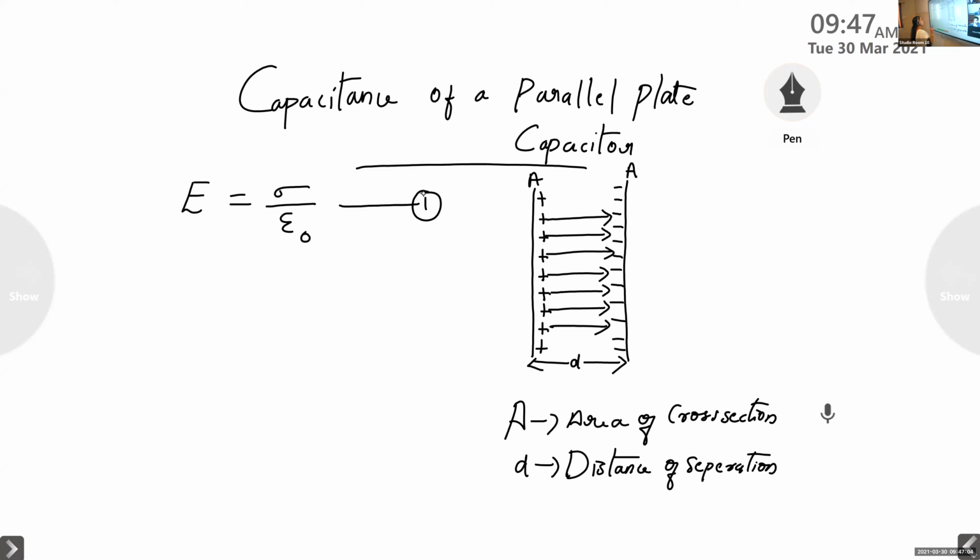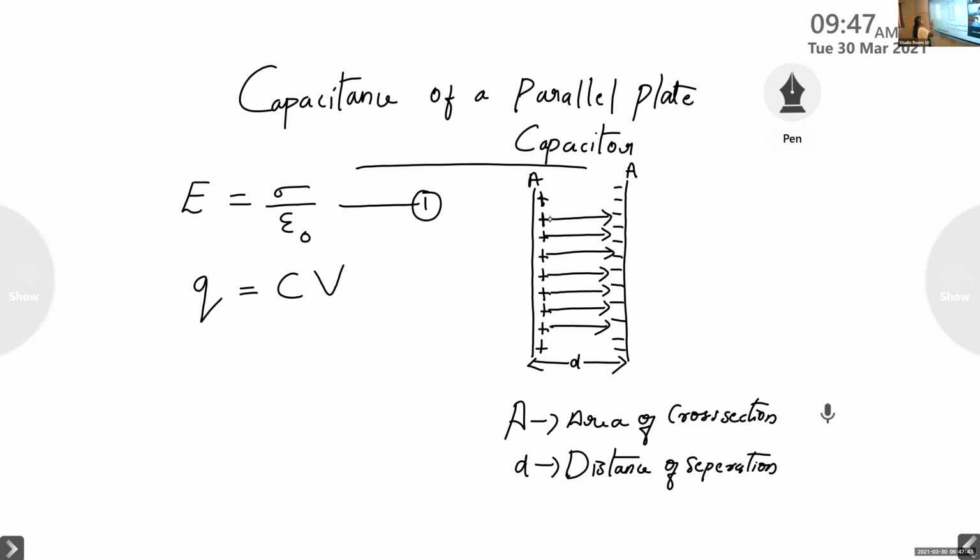Can you recall the equation for the capacitance? It is given in terms of charge, Q is equal to CV, right? Now, where are these charges distributed? Inside the conductor, the charges are 0. There are no charges present inside the conductor. The charges are distributed on the surface of the conductor.